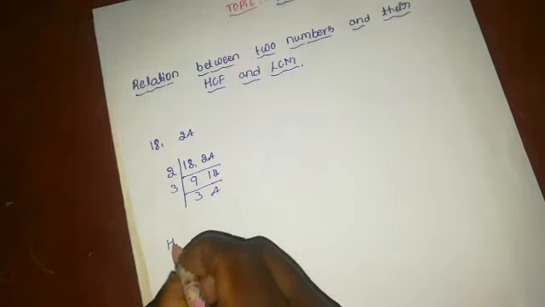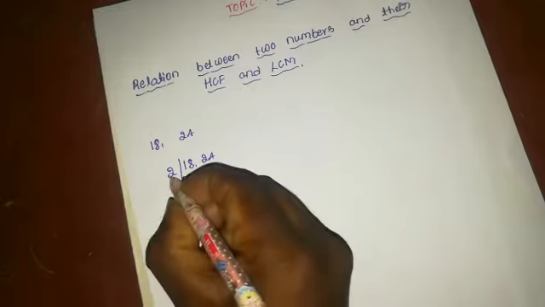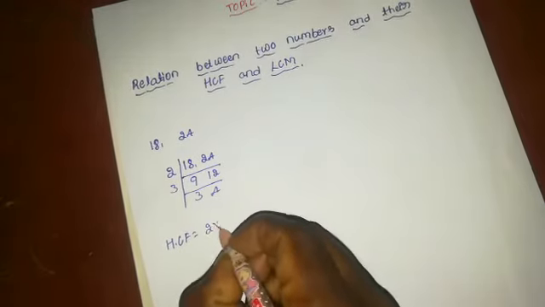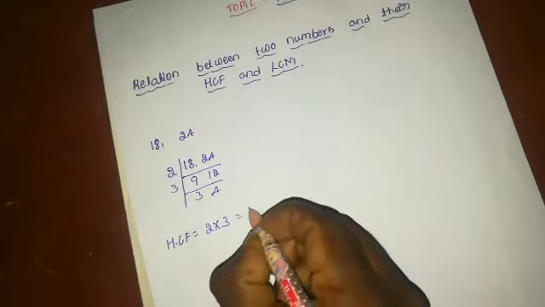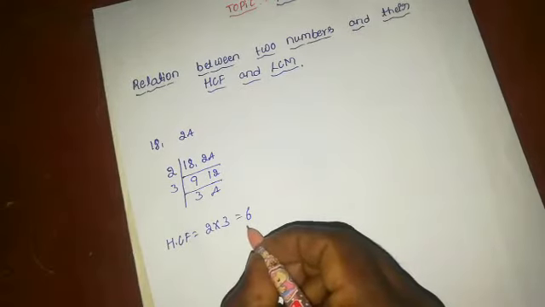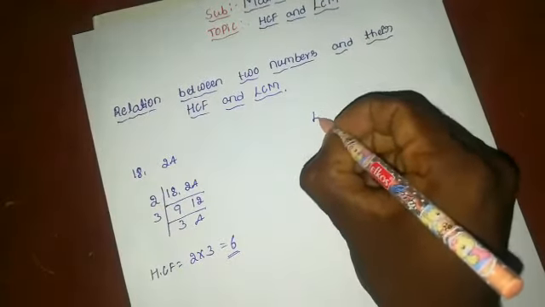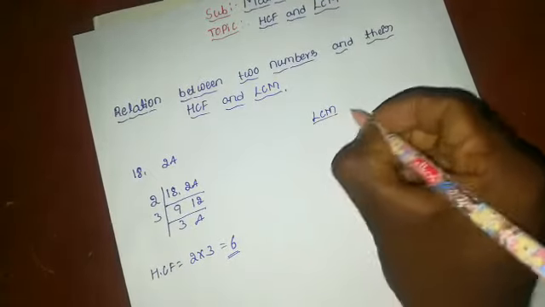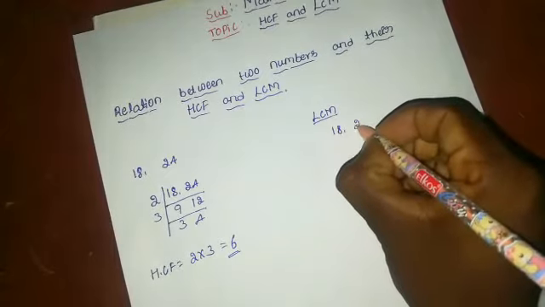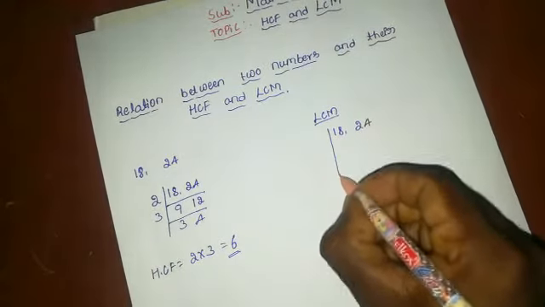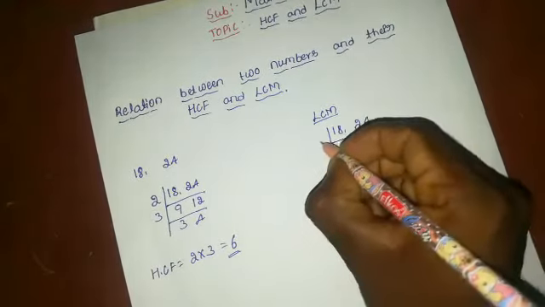HCF is equal to 2 into 3. These are all the factors. 2 into 3 we get 6. HCF of 18 and 24 is 6. And now we have to find out the LCM of 18 and 24. We know how to find out the LCM of the given numbers.